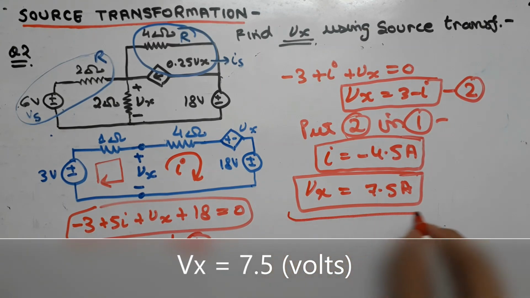So guys, this is our final answer, that is Vx is equal to 7.5 ampere. We found this by doing the necessary source transformations.